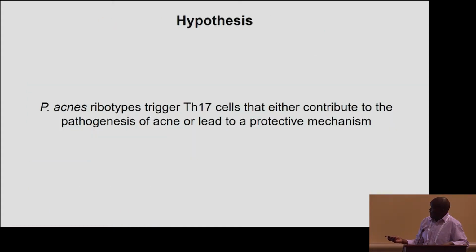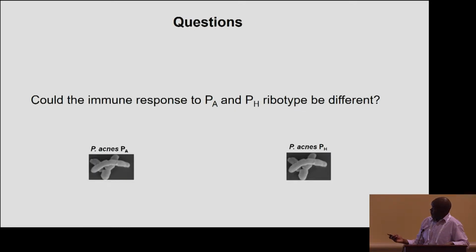So our hypothesis is that Acne ribotypes trigger Th17 cells that either contribute to the pathogenesis of acne, or they can lead to a protective mechanism. And the question we wanted to address is, could the immune response to these PA and PH ribotypes be different?